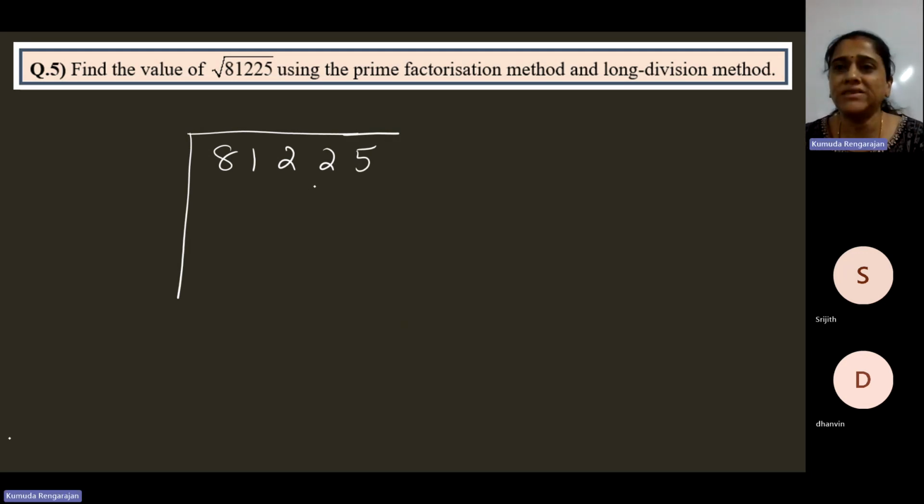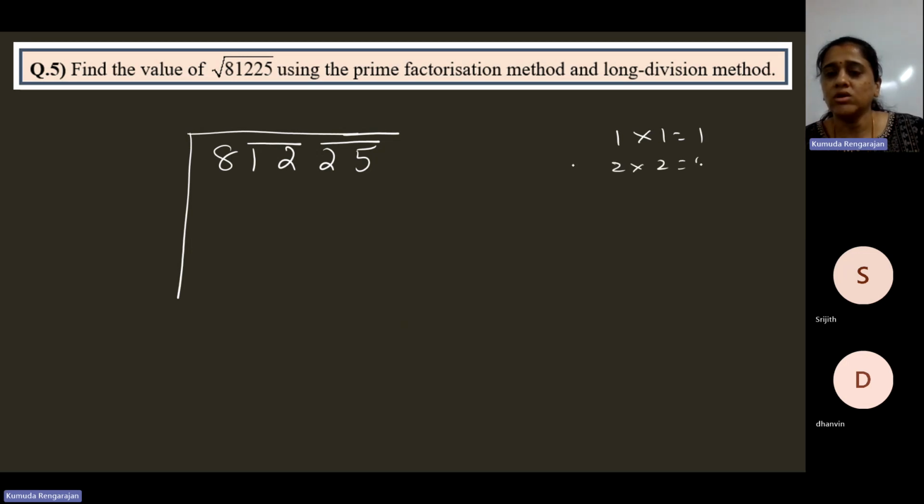So you'll have to pair the digits from behind. 2, 5, 1, 2, 8 stands alone, correct? Now the number is 8. 1 into 1, 1. 2 twos are 4. 3 threes are 9. Because 1 into 1 is 1.